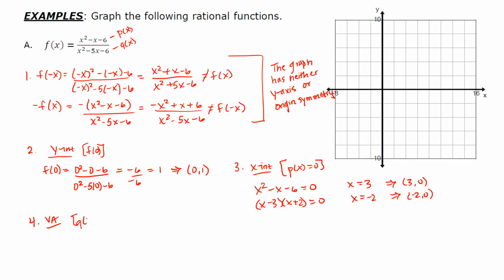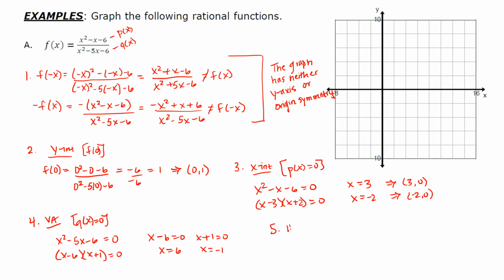So that's taking q of x and setting it equal to 0. So that's x squared minus 5x minus 6, because that's the polynomial in the denominator. Placing this in factored form, we will get x minus 6 and x plus 1. Setting each linear factor to 0, we then get our vertical asymptotes, x equals 6 and x equals negative 1.